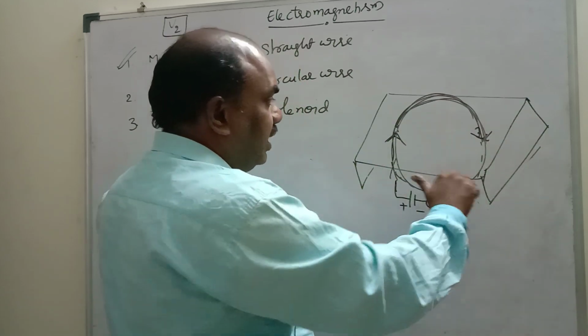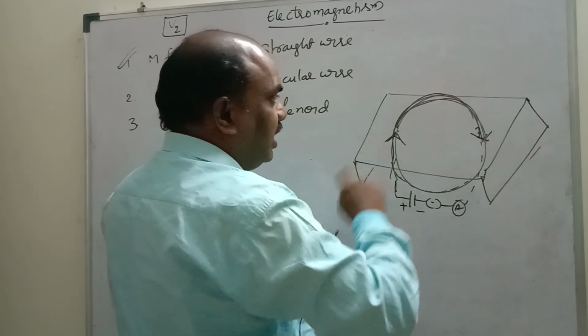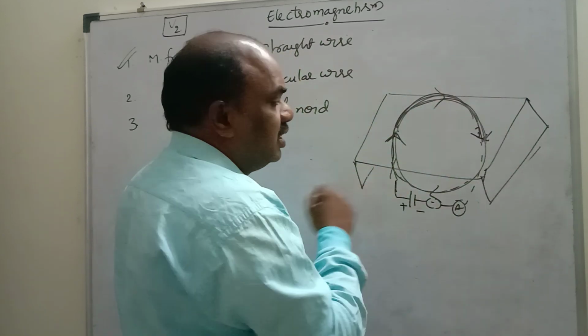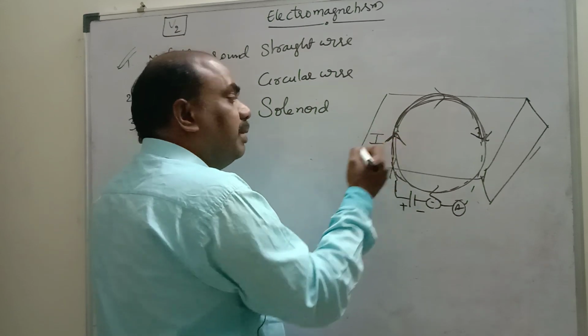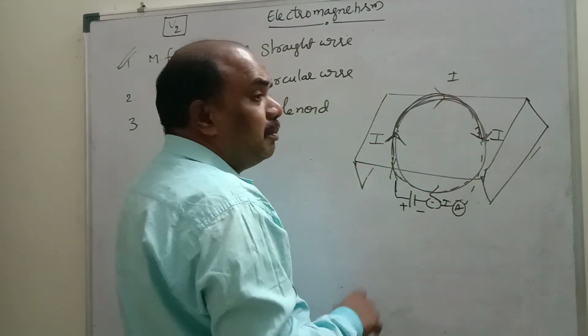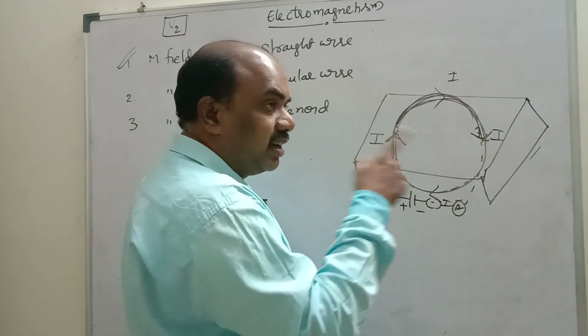That means current is going in anti-clockwise direction. Thumb direction is the direction the current is going. Current is going like this, and in this direction. Current is denoted by I. Here also I, here also I. Now, what is the magnetic field direction around the current-carrying circular wire?